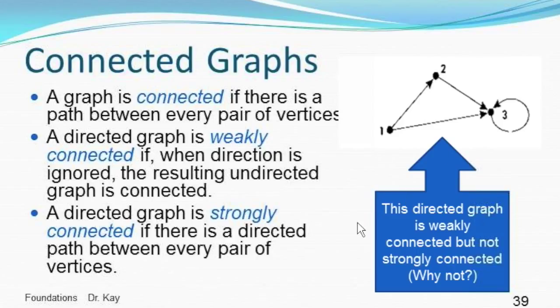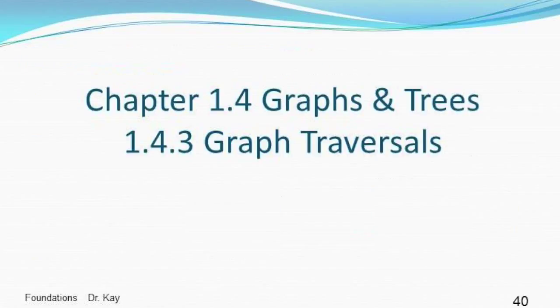So it is weakly connected because if we turned all these arrows into standard lines, it would be connected. But it's not strongly connected because there are paths in this directed graph that we can't follow. Okay, so let's go on and talk about graph traversals.